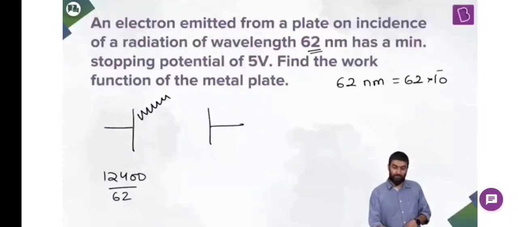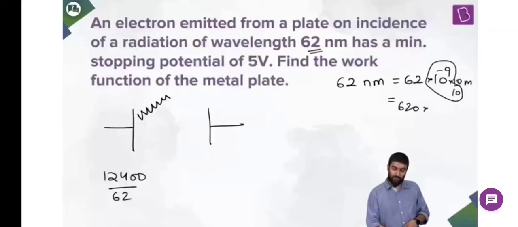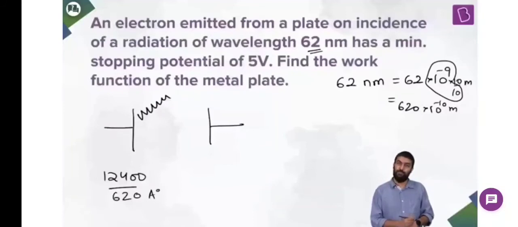62 into 10 to the power minus 9 meters. So I multiply 10 to the numerator, I multiply 10 to the denominator, right? What do I do? I actually combine this and this. What does it become? 620 into 10 to the power minus 10 meters. So this becomes 620 angstroms, right?